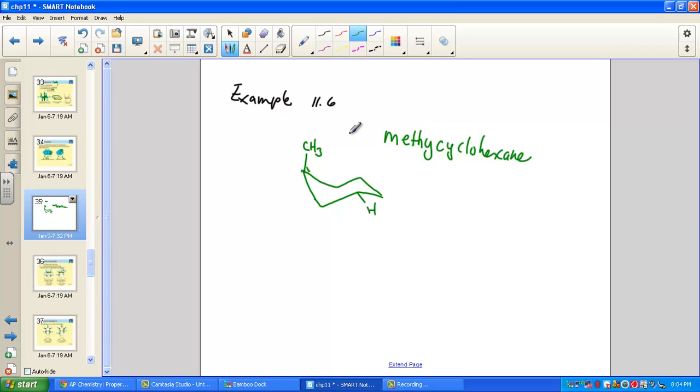But I can also note that it's in the axial position. The methyl group is axial, whereas the hydrogen is equatorial. And I'm getting that just by the direction. The straight up line gives me the axial position, and the bond coming off at an angle matching the equator gives the equatorial position.